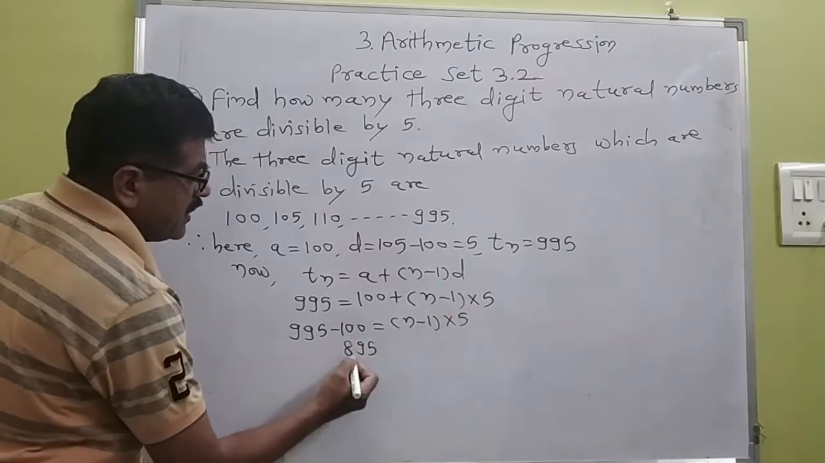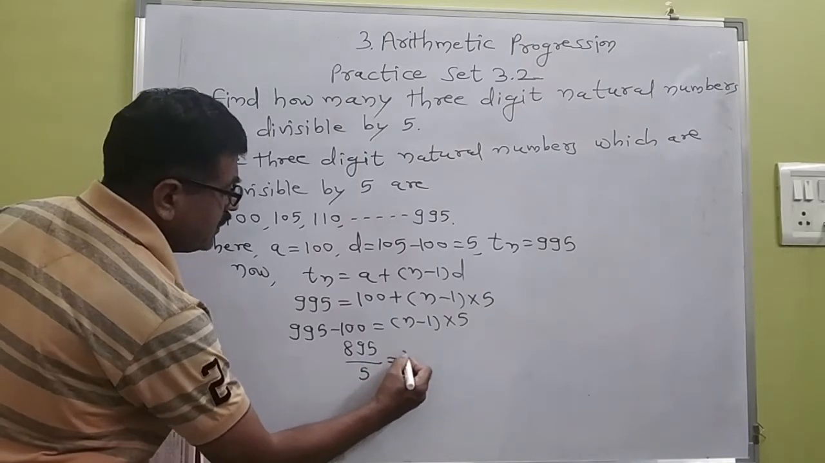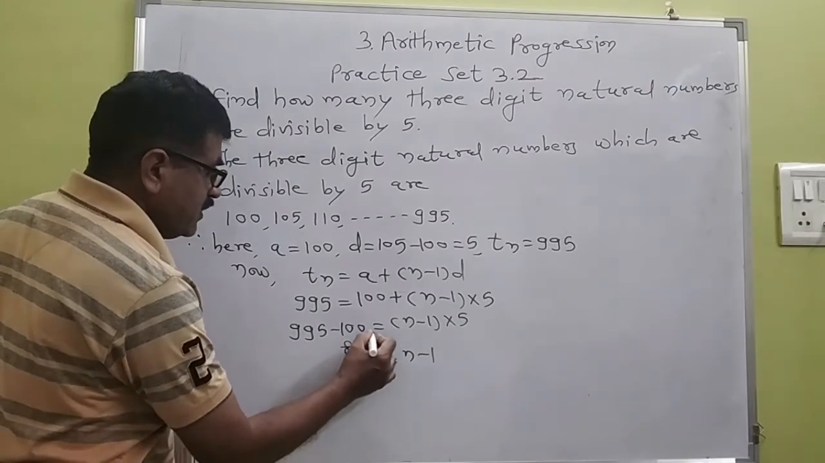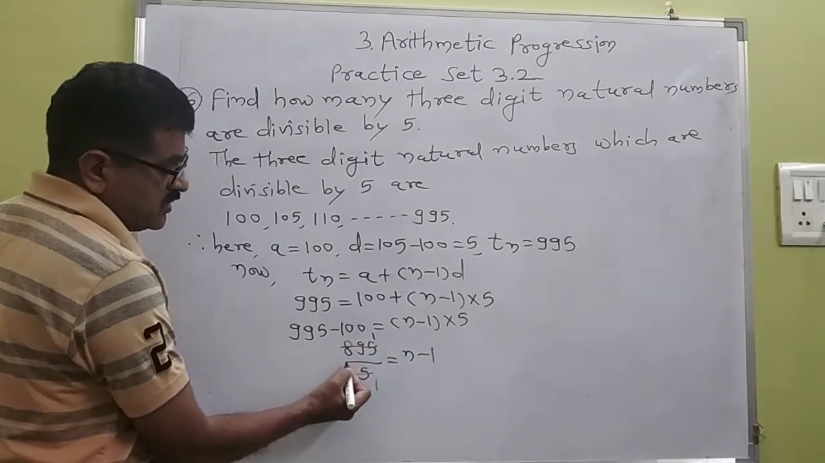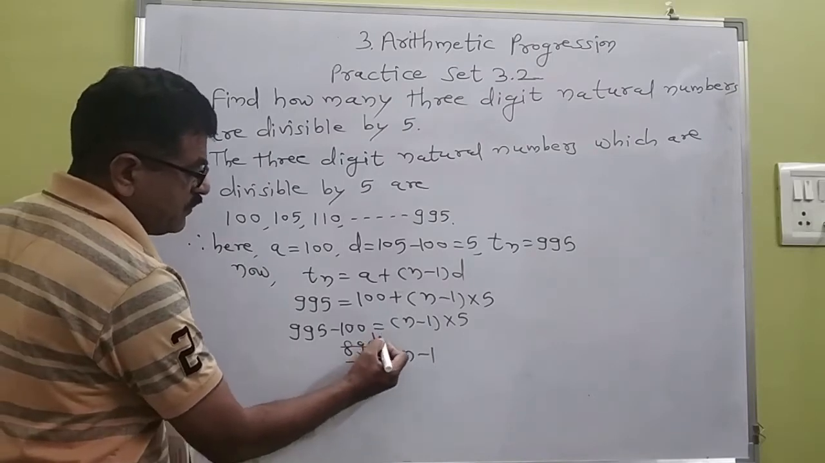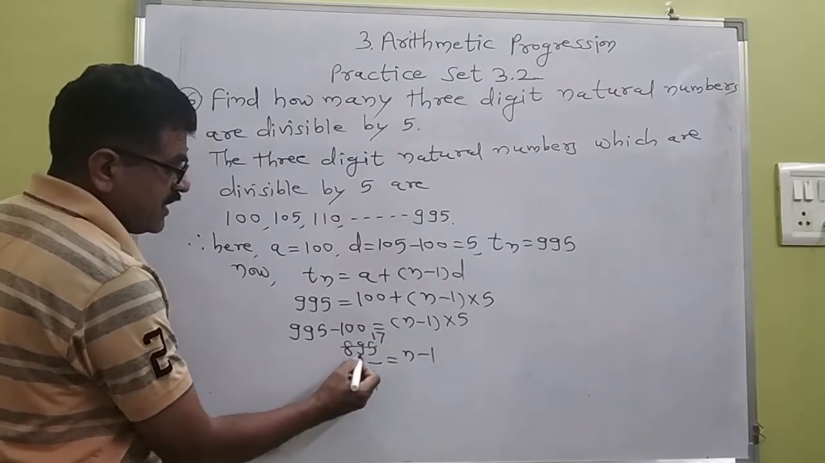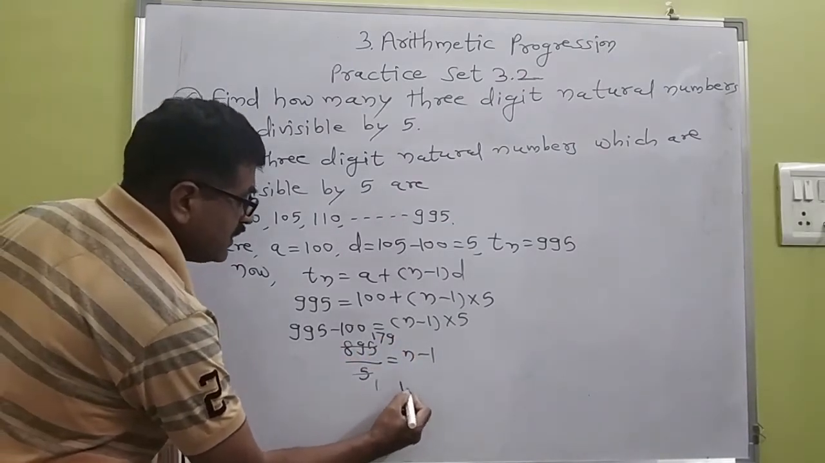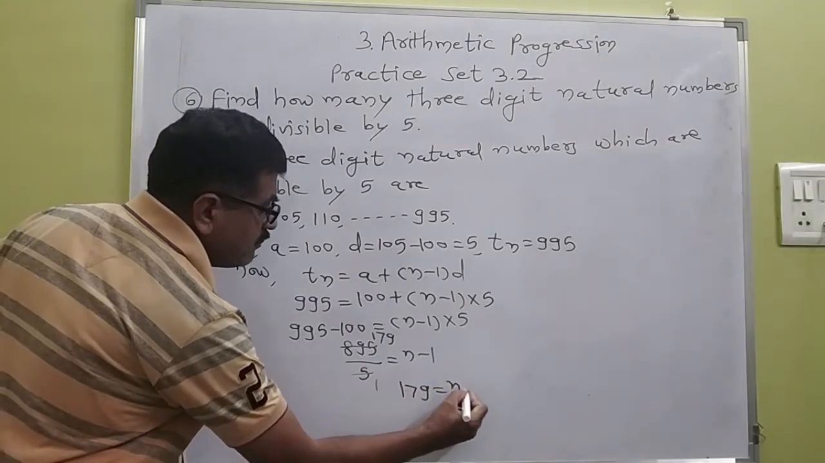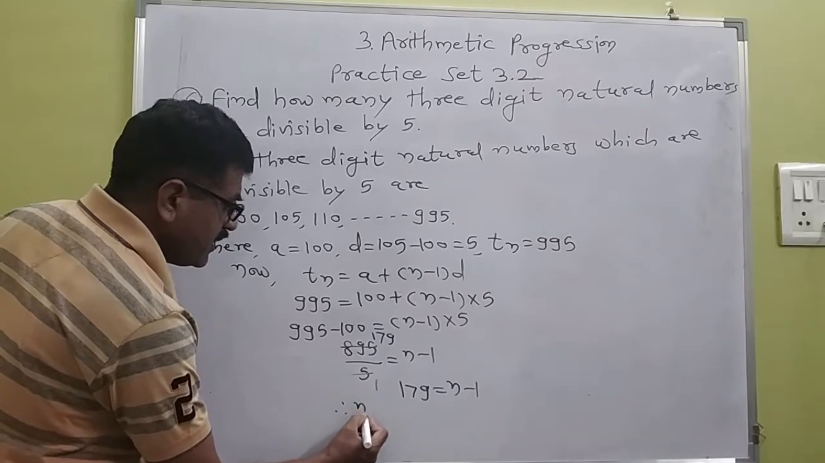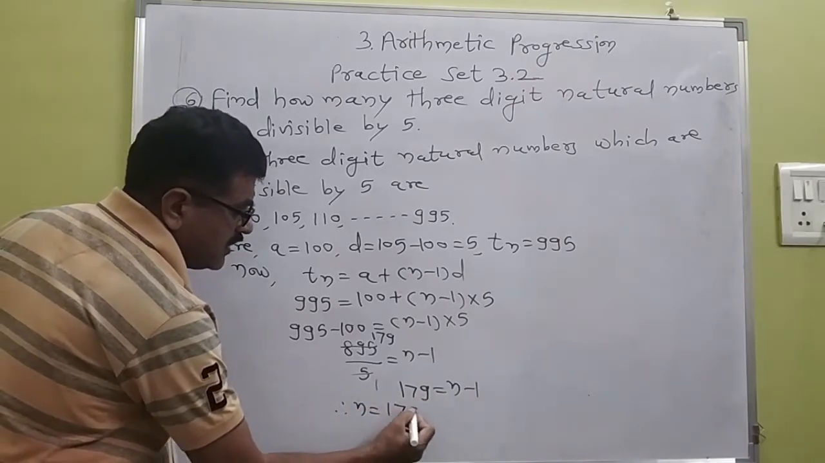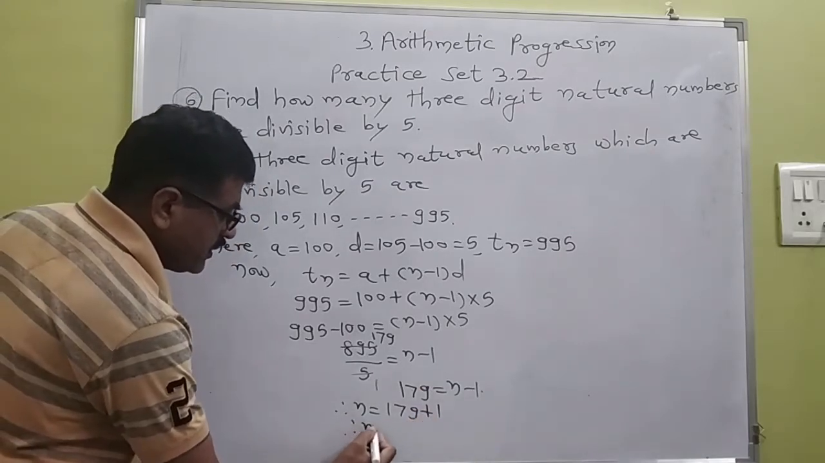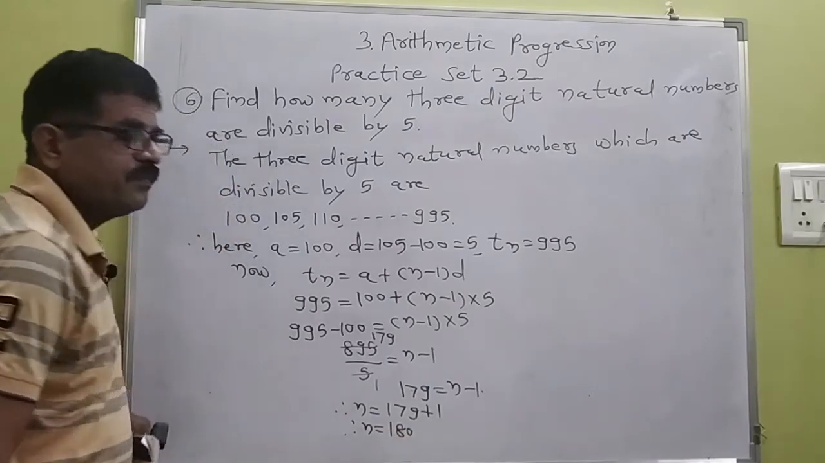Now dividing by 5, we get n minus 1. Dividing 895 by 5, we get 179. Therefore 179 is equal to n minus 1. Therefore n is equal to 179 plus 1, minus 1 becomes plus 1. Therefore n is equal to 180.